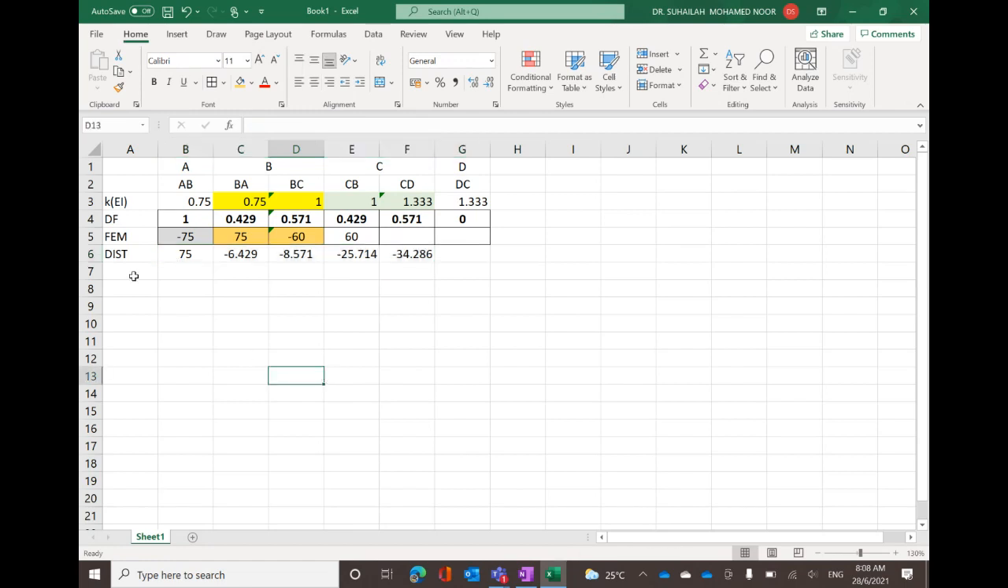Next after distribution is carry over. We need to carry the value to the opposite joint. It must cross boundary. Cross boundary means A to B, B to A; CD, C to D, D to C; BC, B to C, C to B. It must cross boundary, but there is a factor we need to consider by looking back at the far end condition.